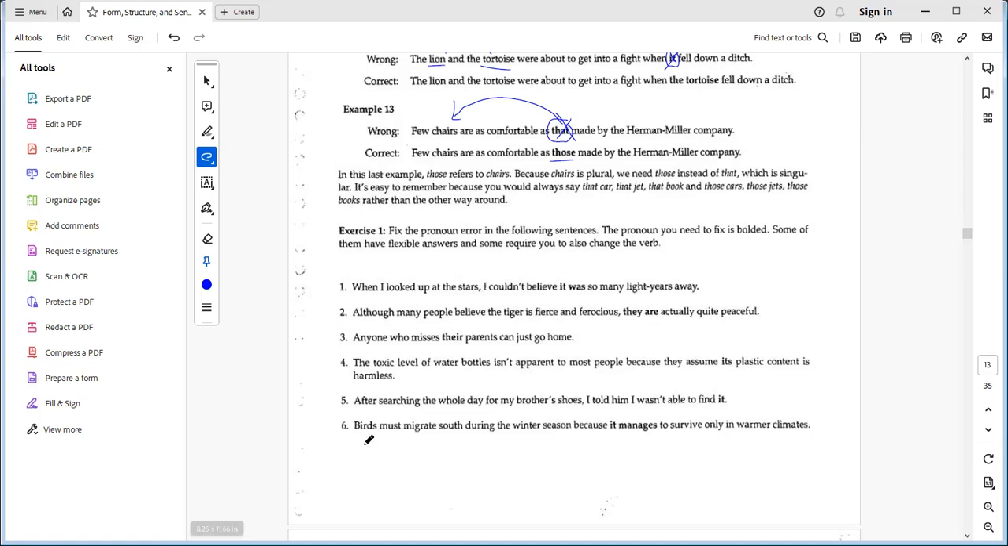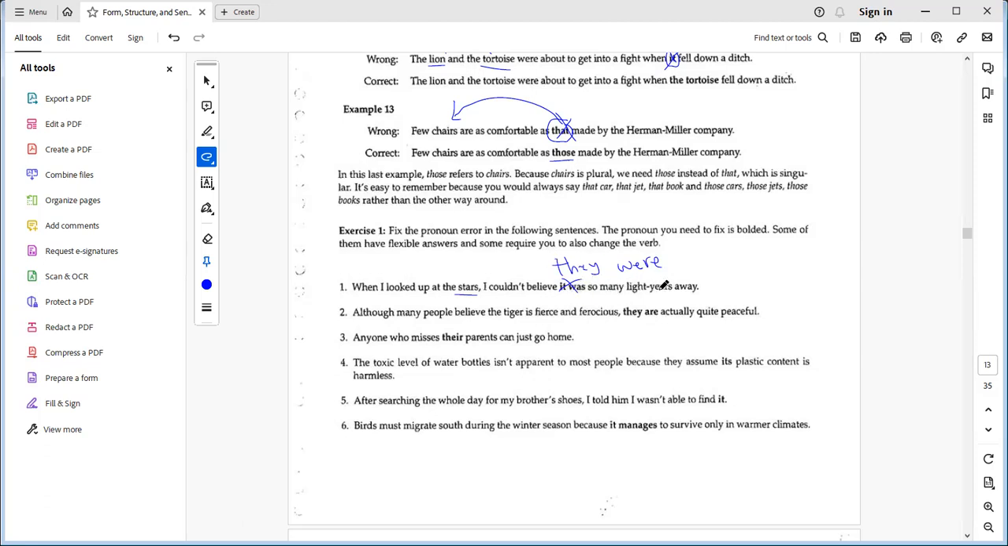Salam alaikum. When I looked up the stars, I couldn't believe they were so many light years away. Excellent. It here, it was actually wrong because we're talking about the stars. So it must be they were. Yes, they were, both of them. Because here we're talking about subject, we're talking here about pronoun antecedent agreement.